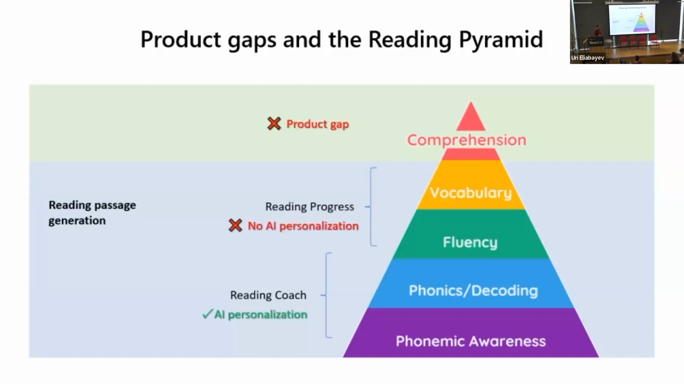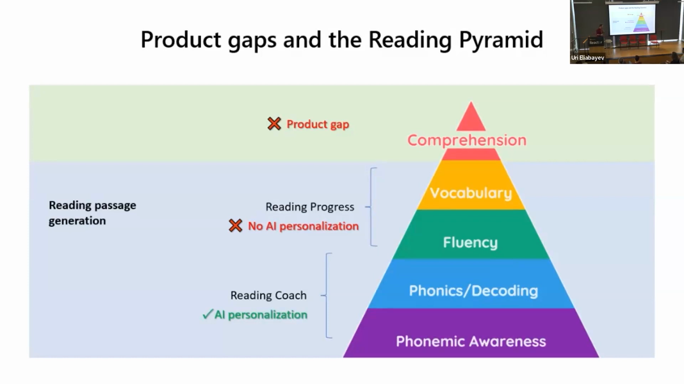Now let's talk about two gaps. Reading Coach, as I mentioned, is already personalized. Students get words that are recommended to them based on their successes and mistakes. But Reading Progress doesn't have any AI personalization. For any personalization, the educator would need to manually and laboriously go over each student and assign them their own task. This is one gap that we wanted to solve. And the second gap is a product gap related to comprehension, which I'll talk about later. But let's focus first on Reading Progress.